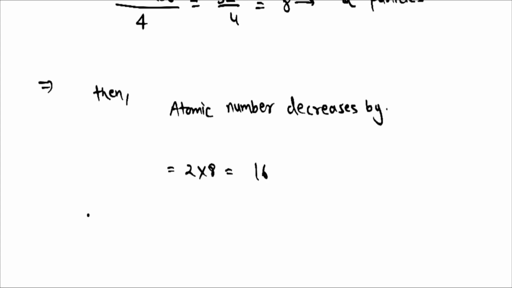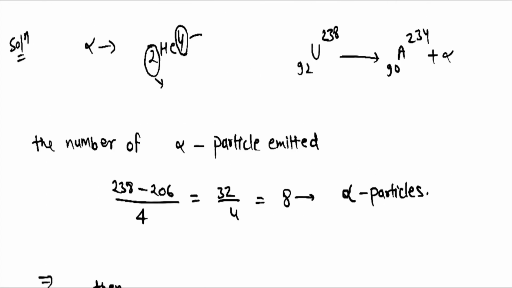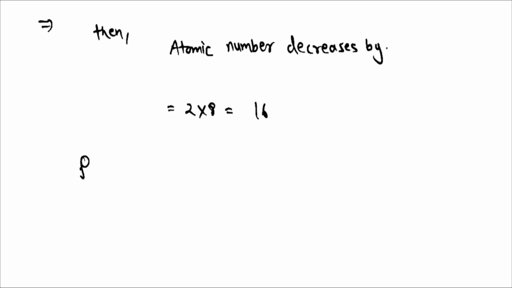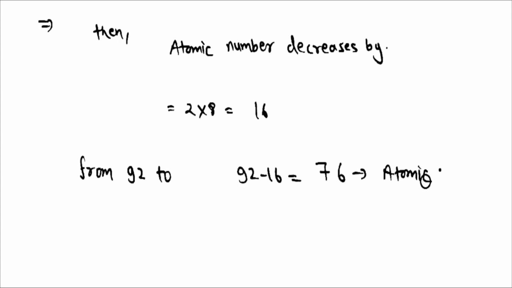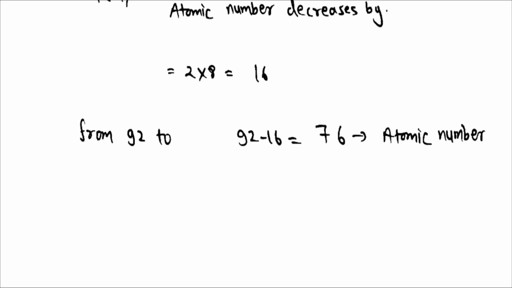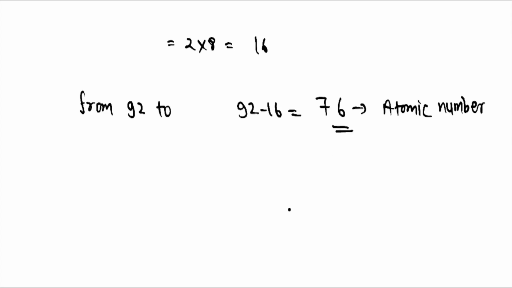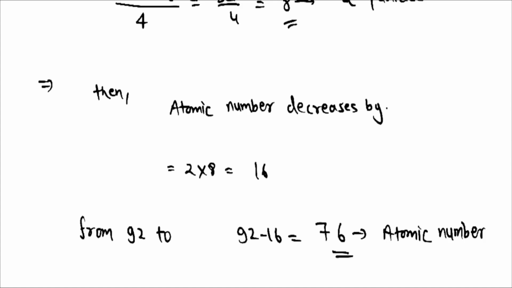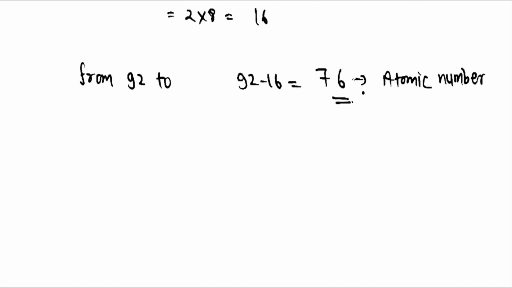Initially the atomic number given is 92. So now it goes from 92 to 92 minus 16, which gives 76. So 76 is the atomic number after 8 alpha particles are emitted. Understood? So the first answer is that 8 alpha particles are emitted. Now the atomic number is 76.